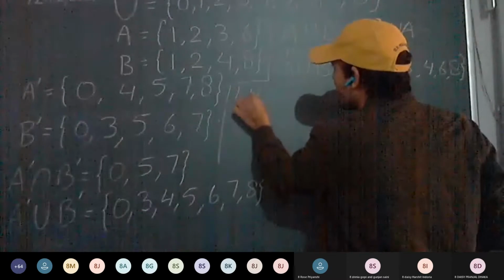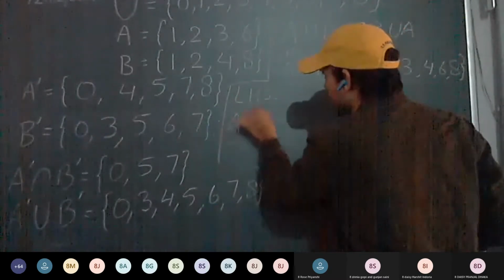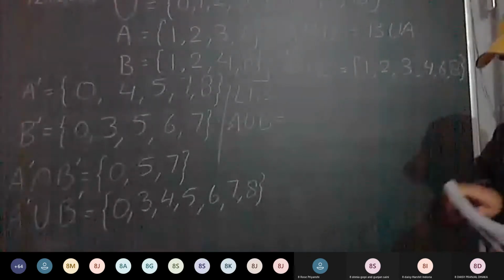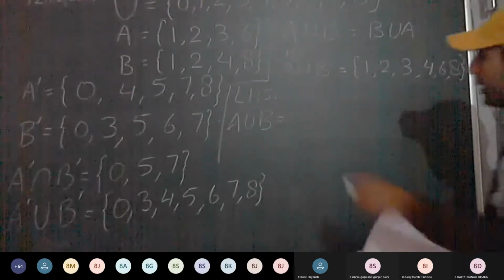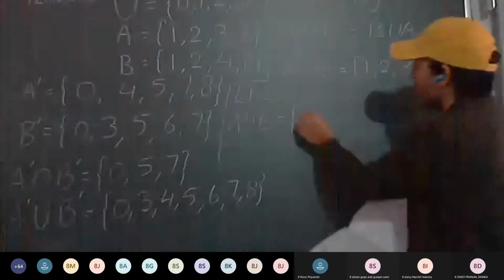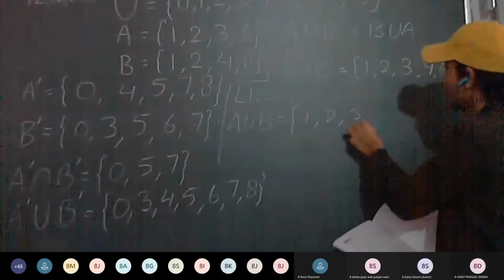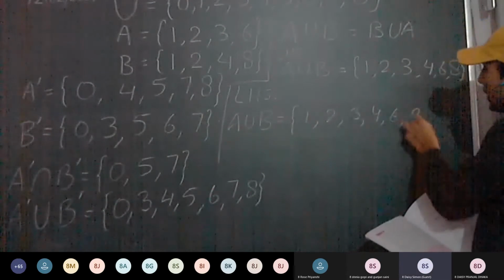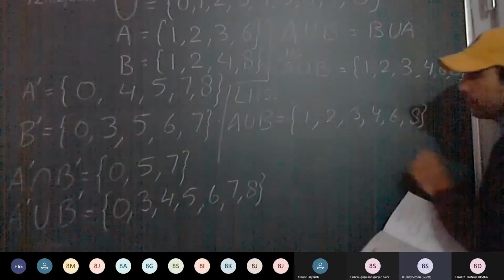Okay, so first we are writing the left hand side. A union B. We have calculated 1, 2, 3, 4, 6, 8. This is our A union B.